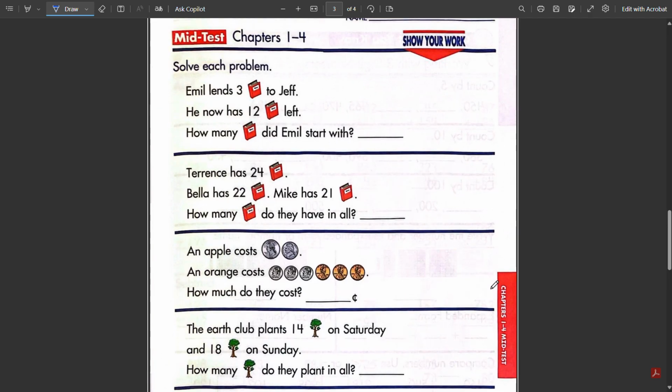Okay, third page. Emil lends 3 books to Jeff. He now has 12 left. How many did Emil start with? So we know that he has a certain amount of books, and he lends 3 to Jeff, but then after he lends it, he still has 12 left over. So if you add 3 plus 12, it's 15. So he started with 15 books. I'm going to skip this one because they're very similar.